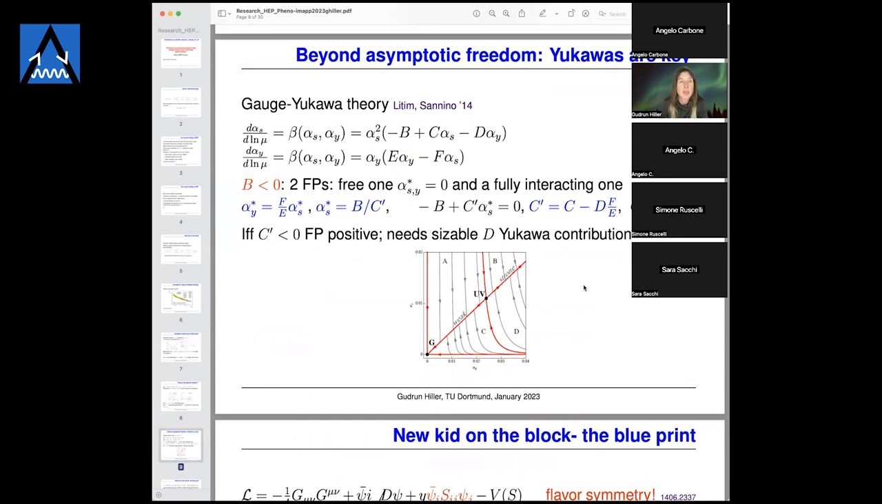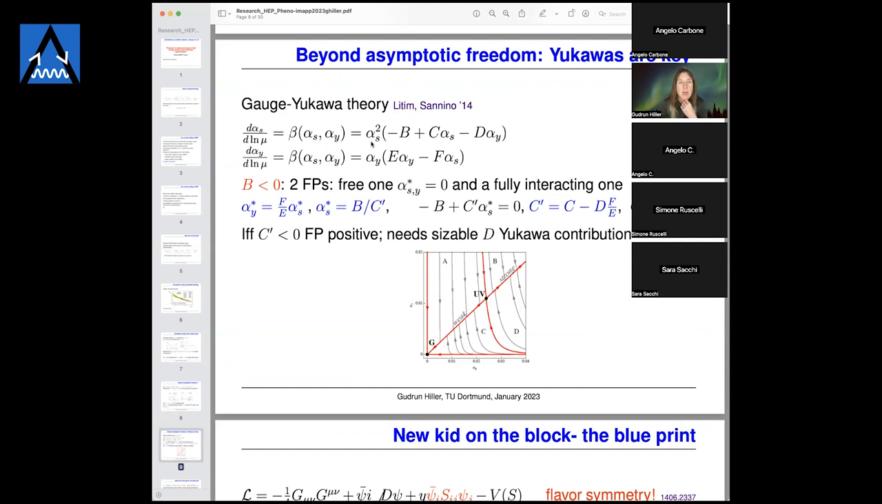You need this coupled system of a gauge coupling, I called it still alpha S because this is how we started, and alpha Y, a Yukawa coupling. So a coupling of two fermions to a scalar. And the beta functions become a coupled system of differential equations in alpha S and alpha Y.